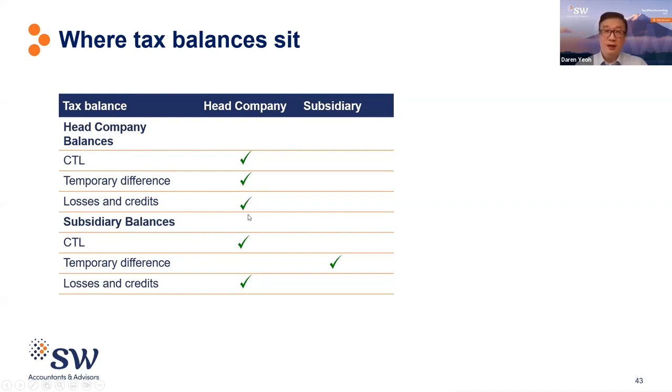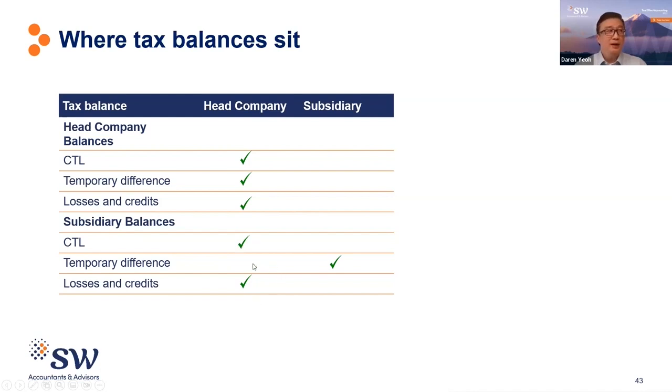When you come to perform a calculation for a subsidiary member, the subsidiary will initially calculate and recognize its current tax liability, but UIG 1052 requires that amount to be immediately assumed by the head company. So the current tax liability initially recognized is moved to the head company.